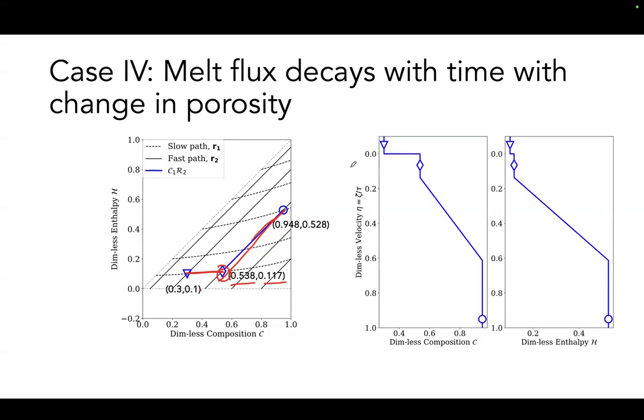So the solution in this case is, from left state in composition I'm showing, and similarly you can show it for enthalpy. From left state, there is a stationary wave called contact discontinuity, C1, which stays right at the jump. And that is a change in the porosity wave. And then you reach this new region called the intermediate state. In this state, your composition has increased, your enthalpy has increased.